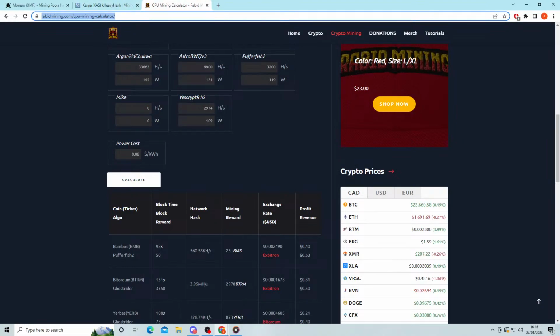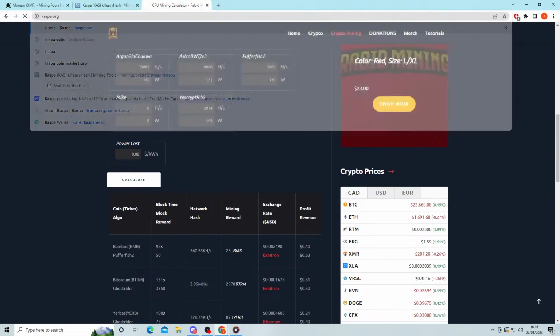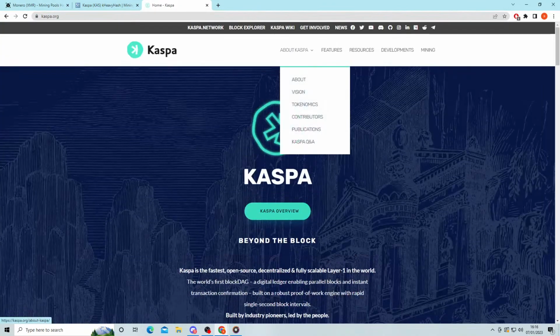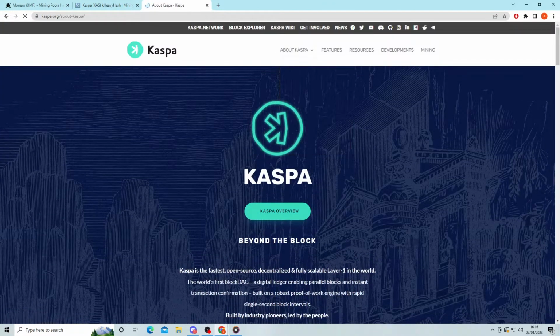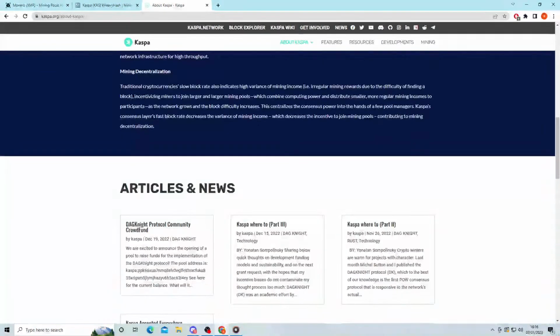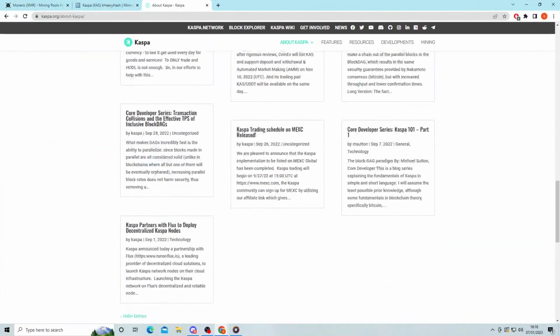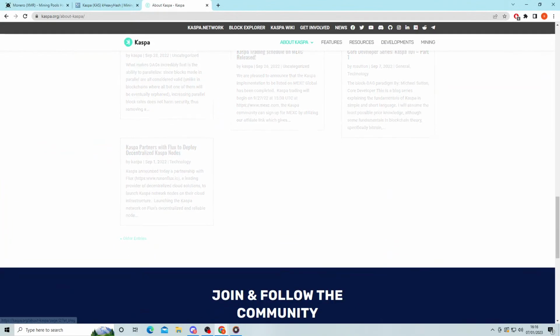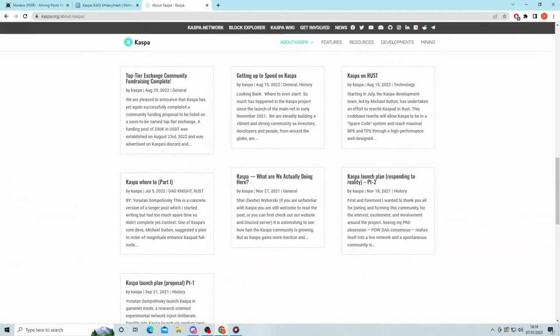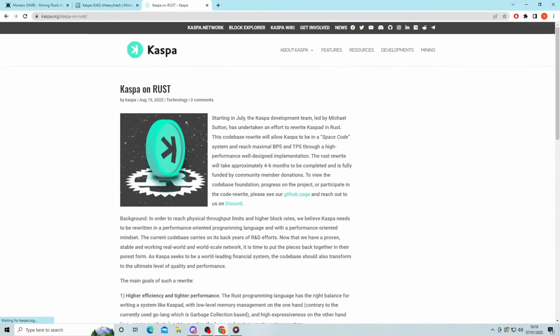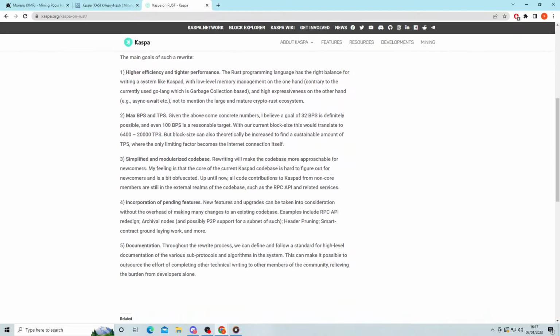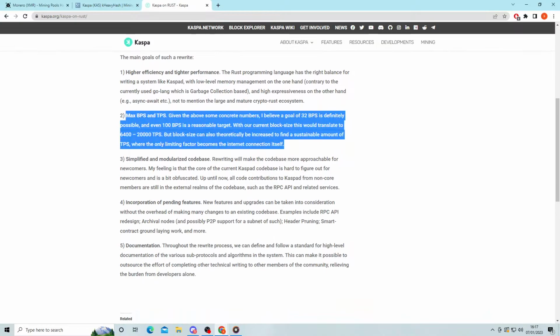And help the network out. If we go onto Casper's website right now, there's something about it on there. They're doing this Rust rewrite. I think it was here somewhere, about the Q&A about Casper. Right, here it is. So when we actually click on this, let's go down to here. All right, so the max BPS and TPS, given the above concrete numbers, I believe a goal of 32 blocks per second is definitely possible. So right now they have 1 block per second.